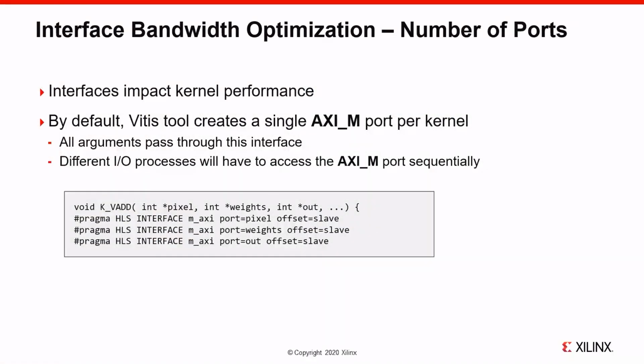We saw the width of an interface can affect performance. The number of interface connections can also have an impact. By default, Vitis will generate a single AXI port per kernel. All arguments will pass through this interface. If different I/O processes within the kernel need to access the interface at the same time, there will be contention. Access to the interface will be sequential and may reduce the performance of your design.